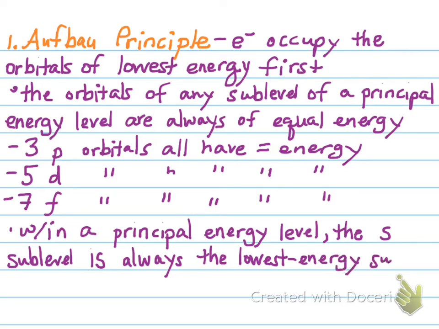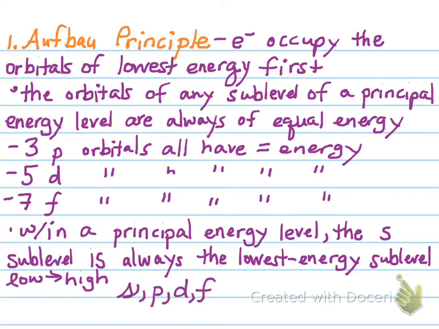Sublevel. Okay, and going from low to high energy within that principal energy level, the order is always the same. The order is always S, then the P, then the D, and then the F.